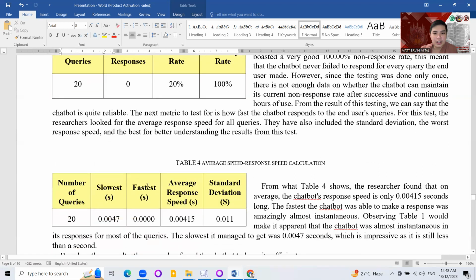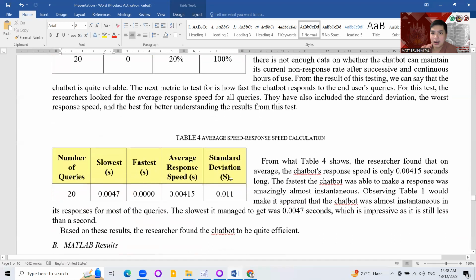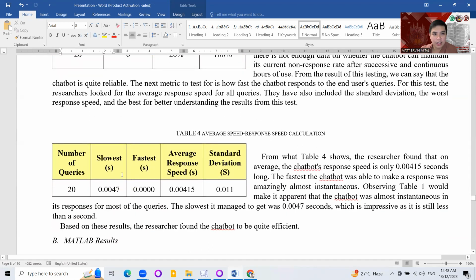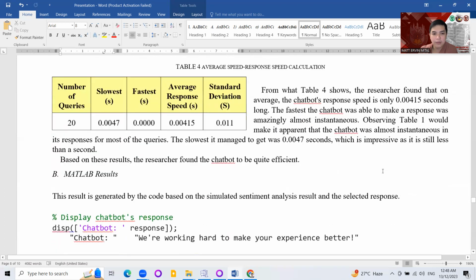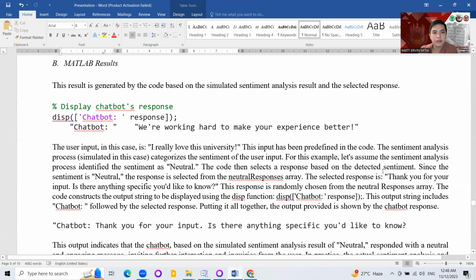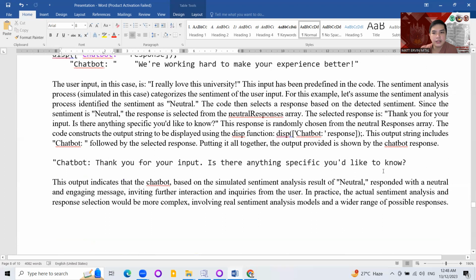Okay. So here are more statistical results. The number of queries would be 20. The slowest would be 0.0047. The fastest would be approximately 0 seconds. Average response speed would be 0.00415. And the standard deviation, in terms of average response speed, would be 0.011, which is good because we need a standard deviation that is also low. And okay.